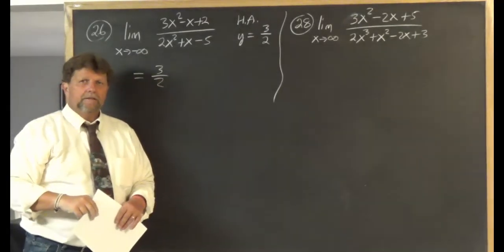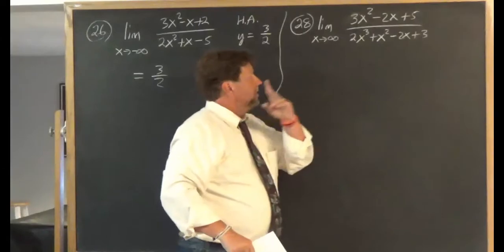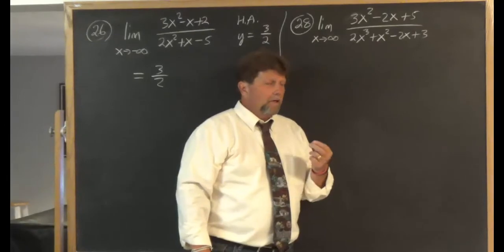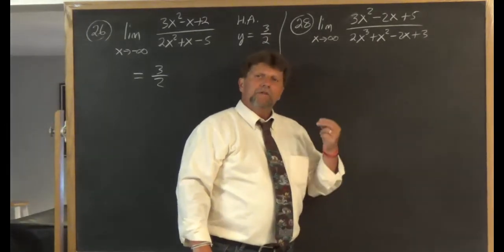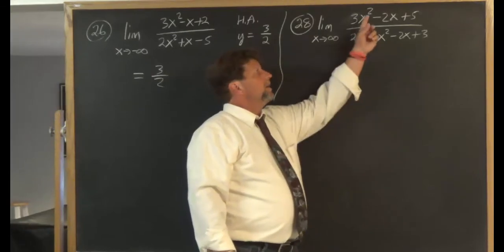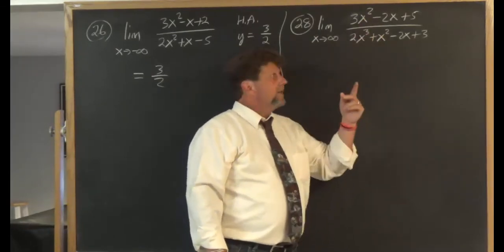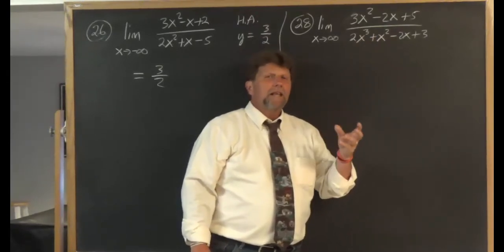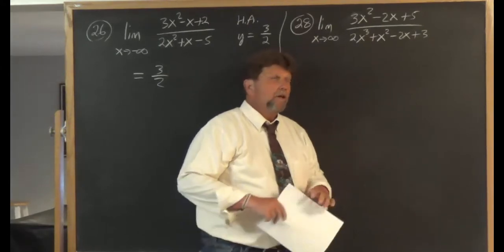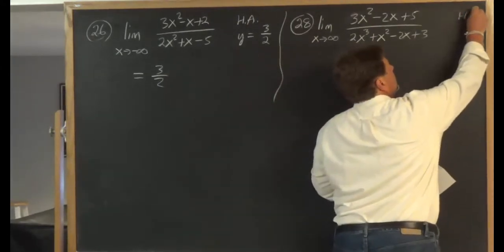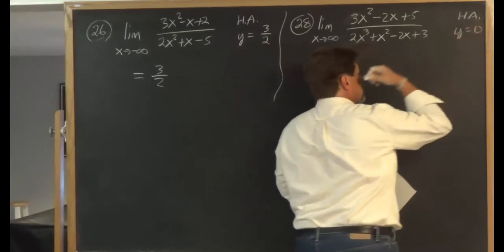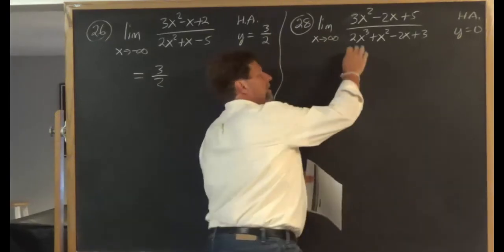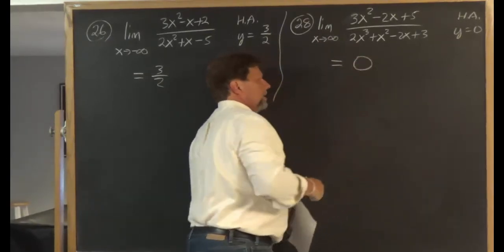That's it. Done. 28. To find the limit as x goes to infinity of this function, I attack it the same way. I'm going to look for the horizontal asymptote. So for this one, the degree of the numerator is 2. The degree of the denominator is 3. Remember, when the degree of the numerator is less than the degree of the denominator, the horizontal asymptote is the x-axis, also known as the line y equals 0. That immediately tells me that this limit is 0.